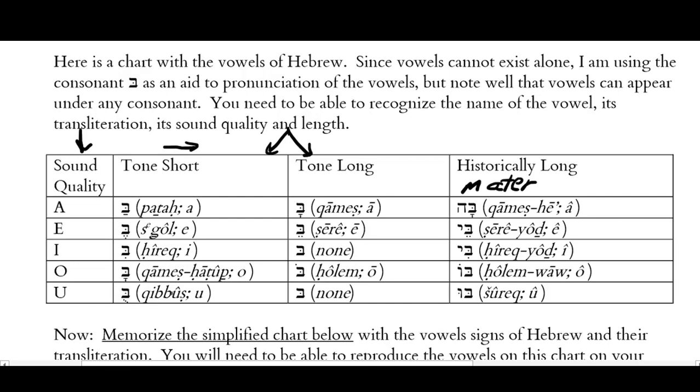And then finally, qibbuts is the name of the U vowel that's short, and it consists of 3 dots in descending order, as it were, going down a diagonal. And this is pronounced bu.